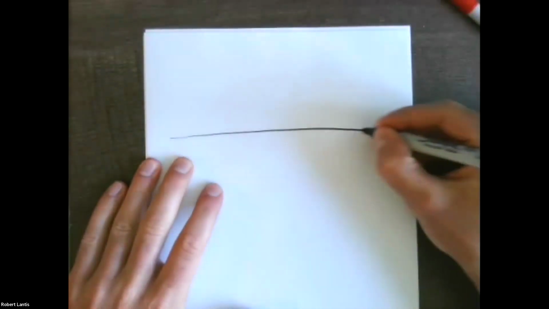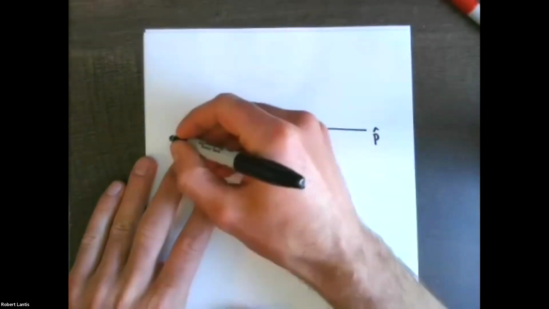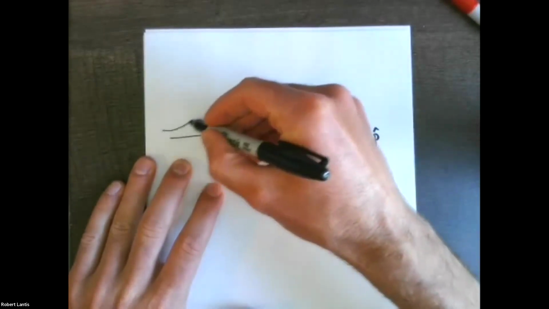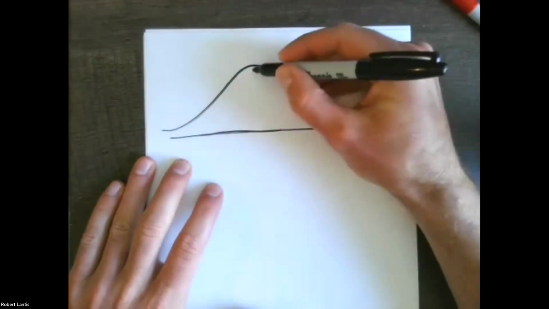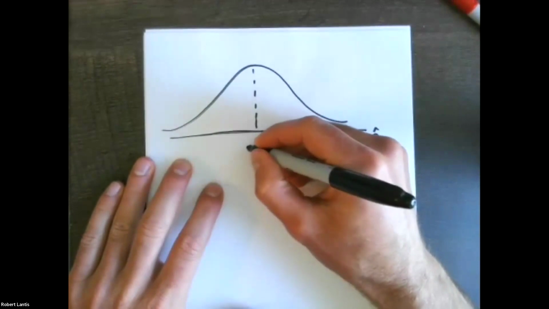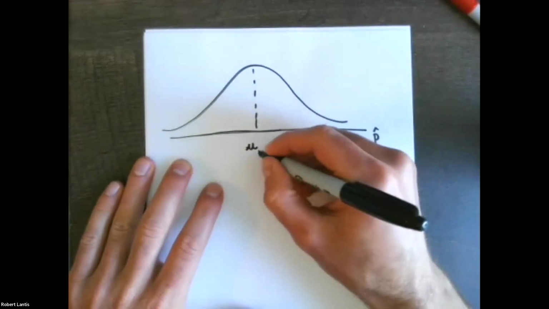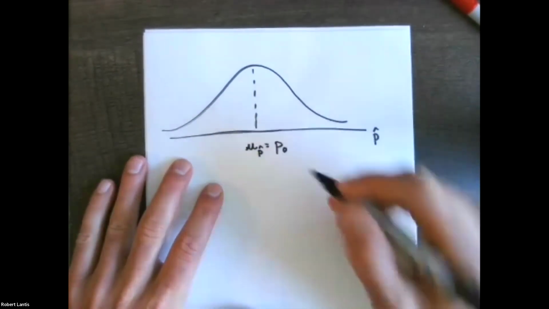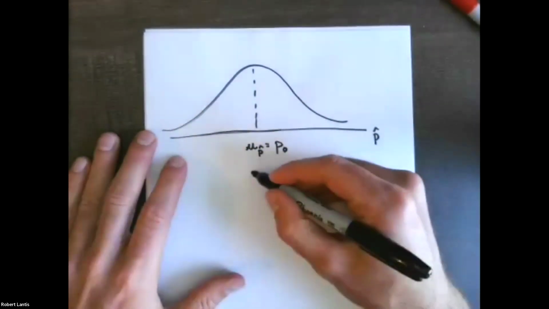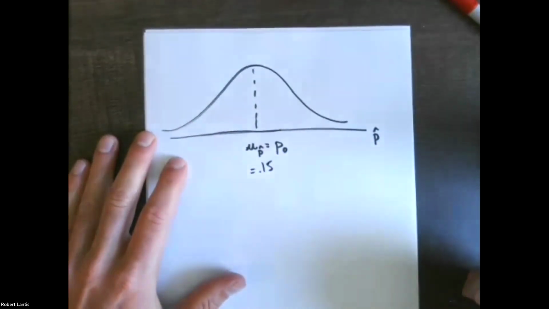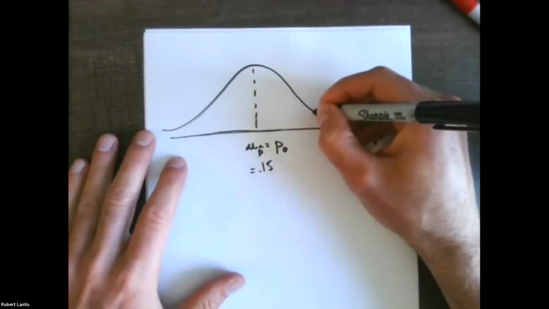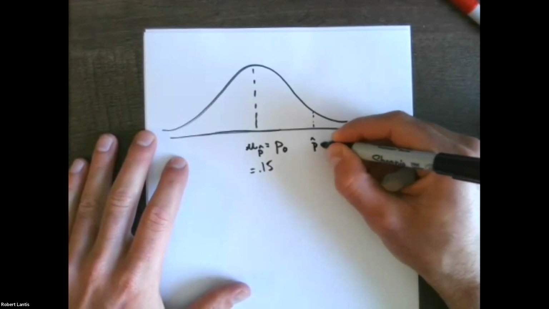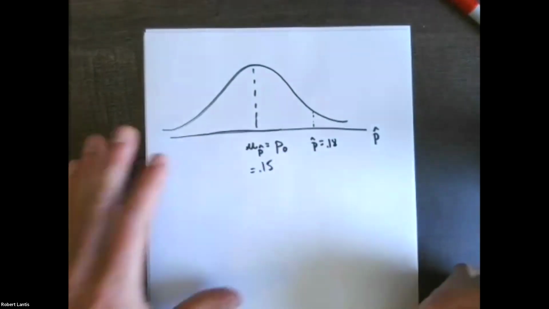So what are we doing? Well, we're looking at our sample proportion distribution, right? It should be centered. The mean of my sample proportion should be the true population proportion, but here we've got an assumed true proportion of 0.15. We found a sample proportion of 0.18.